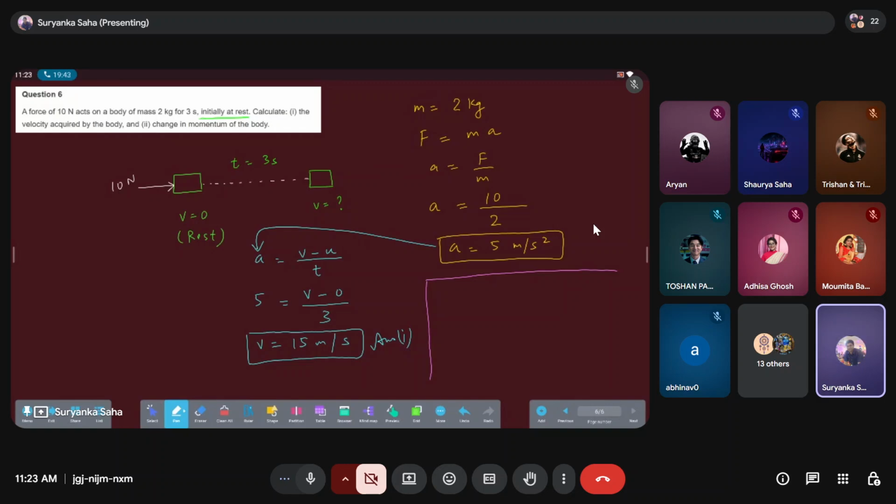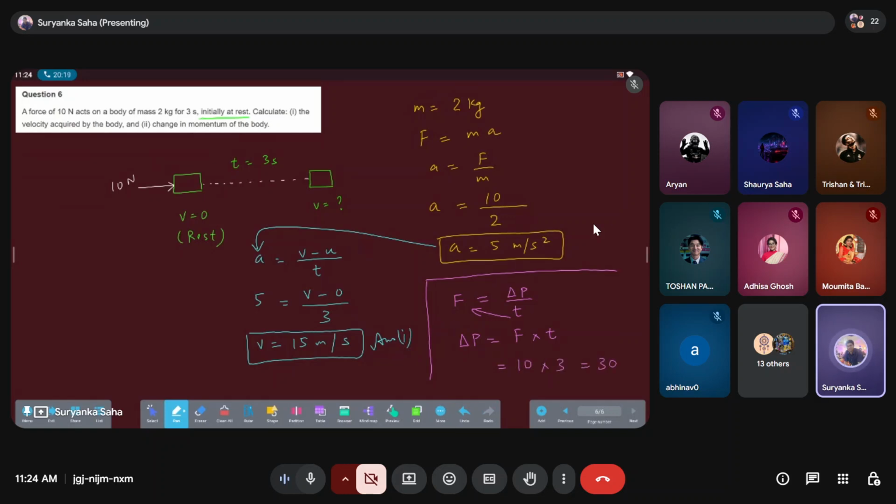See, from Newton's second law, force is the rate of change of momentum. Very conceptual thing, you see. So I can write F = delta P by T, isn't it? So delta P will be F multiplied by T. If this T goes up, it will get multiplied by F. We know the value of force, 10 Newton. We know the time duration, that is 3 seconds. So it will be 30.